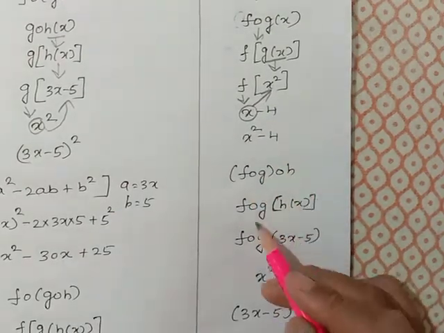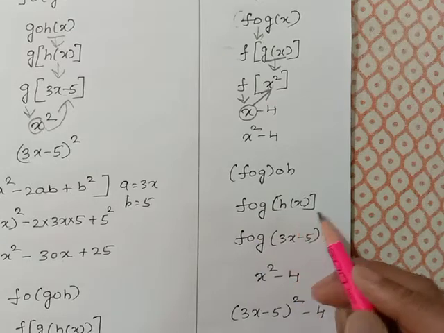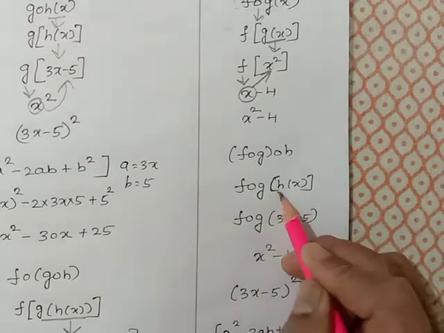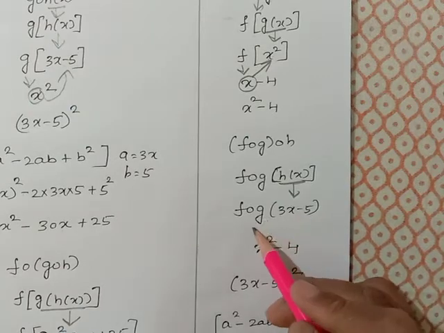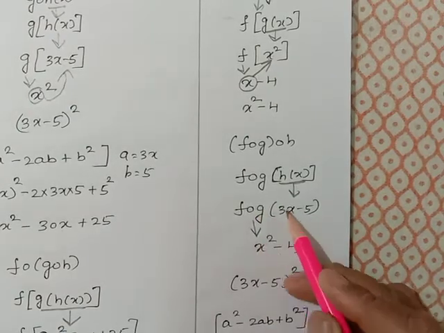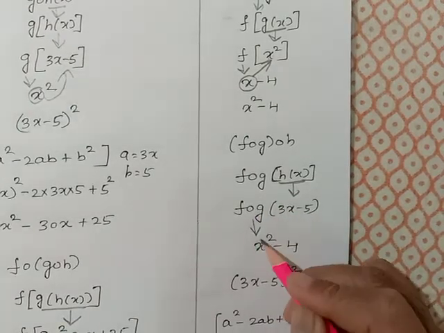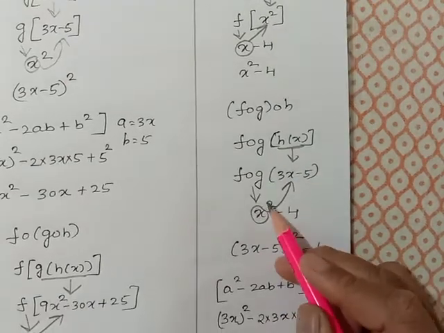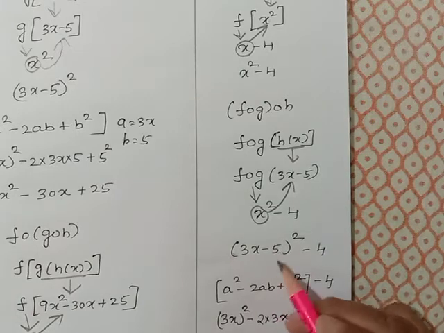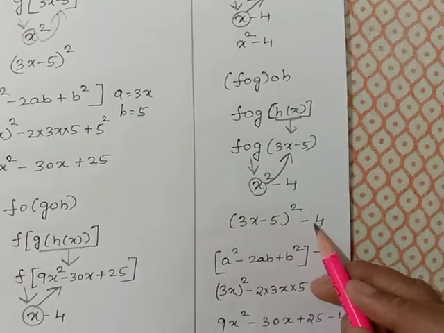Now we'll find the whole term f of g of h of x. Let us sub the inner value. H of x is 3x minus 5. Now let us sub the outer value, but let the inner value be as it is, but in the place of x we'll write 3x minus 5. Since we have whole square, 3x minus 5 whole square, remaining is minus 4.